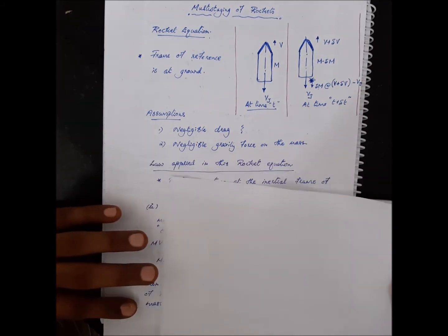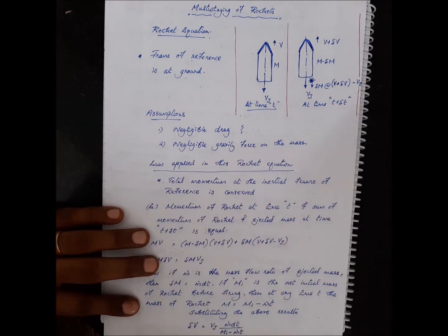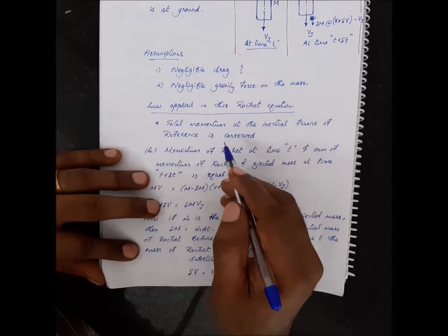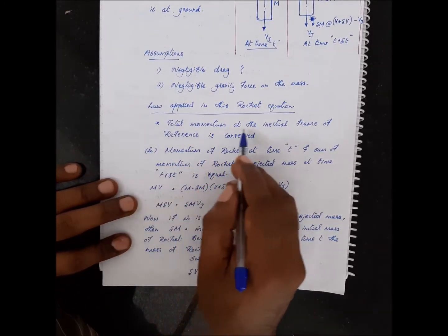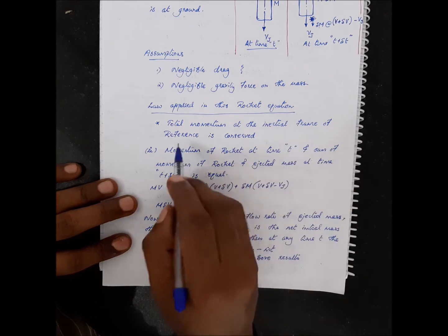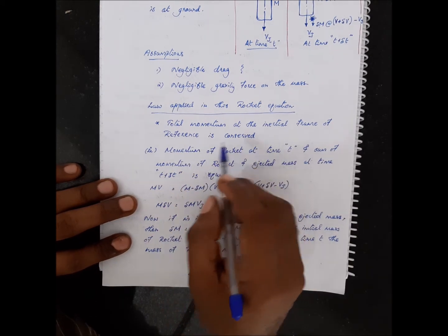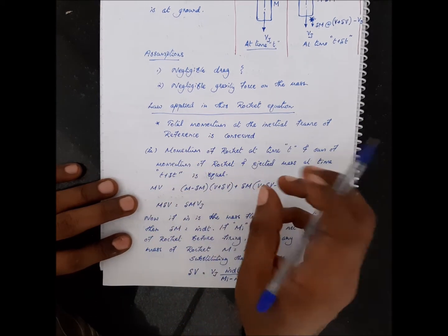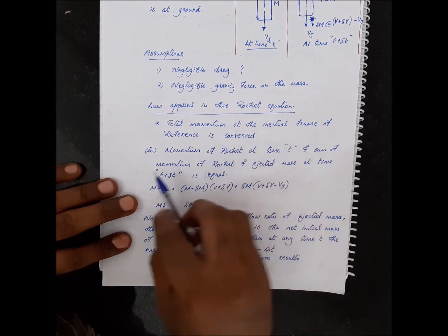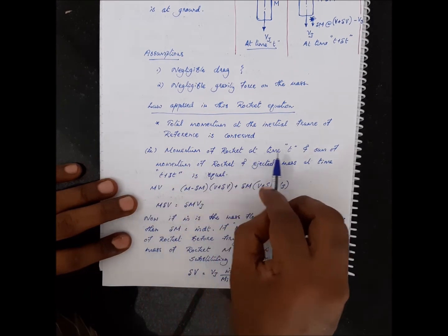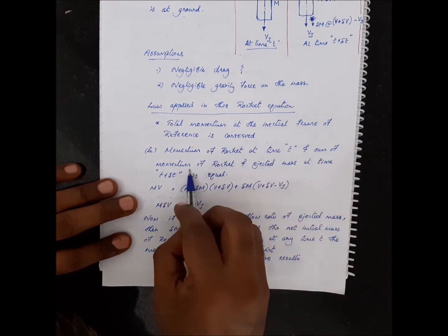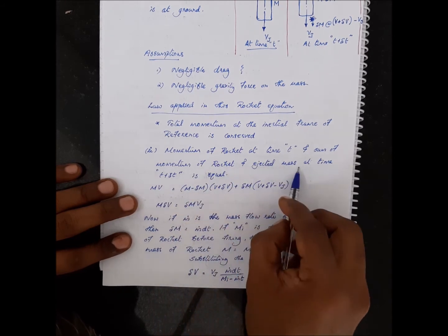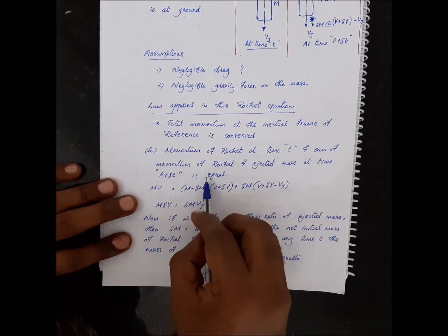So the law applied in this rocket equation is this: the total momentum at the inertial frame of reference is conserved. Which means that the momentum of the rocket at time t and the sum of the momentum of the rocket and the ejected mass at time t plus delta t is equal.